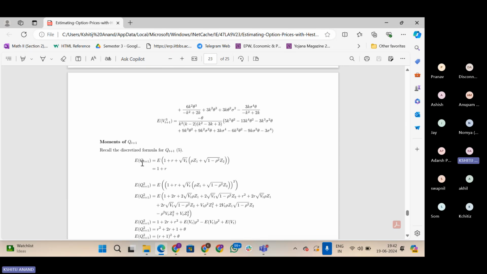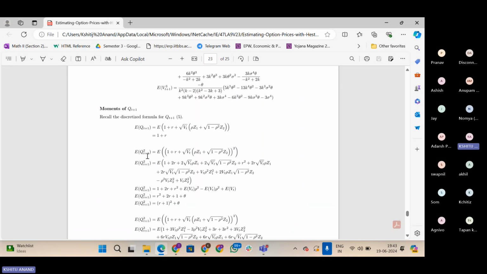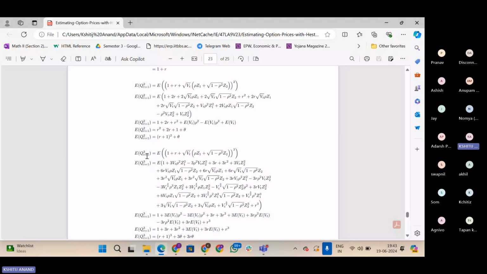So this is the first moment of q, the expectation of q. How are they calculating it? What is q? Q was 1 plus r plus root under this, right? Got it? And then its probability. So this is basically 1 plus r. Similarly, we are calculating the expectation of q square, which is basically the second moment of q. Similarly, we are calculating the third moment. This is the expressional form.